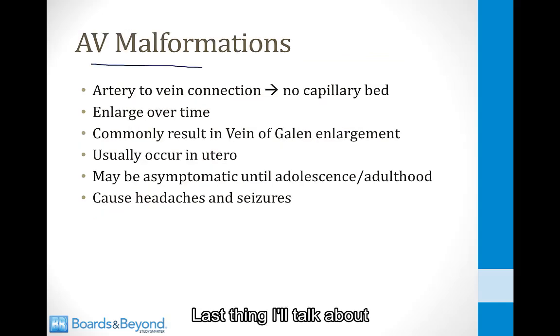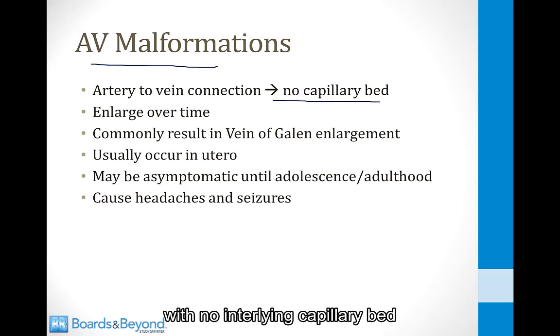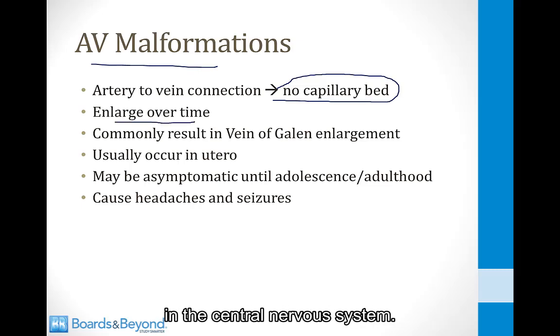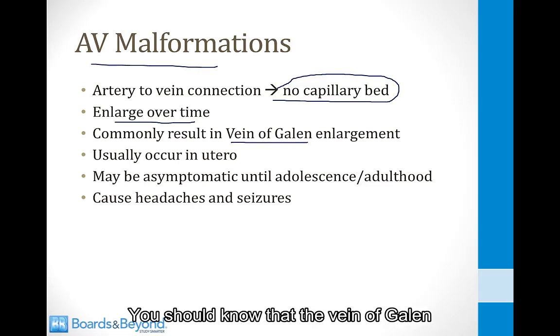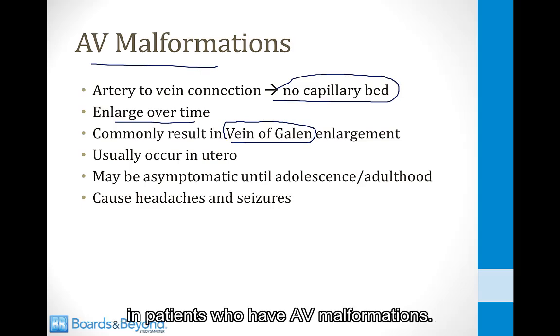The last thing I'll talk about are AV malformations of the brain. This is when you have an artery to vein connection with no intervening capillary bed, and they will enlarge over time and cause the symptoms just like any other mass in the central nervous system. You should know that the vein of Galen is enlarged in a lot of these. It's one of the dural sinuses, and it can get enlarged in patients who have AV malformations.